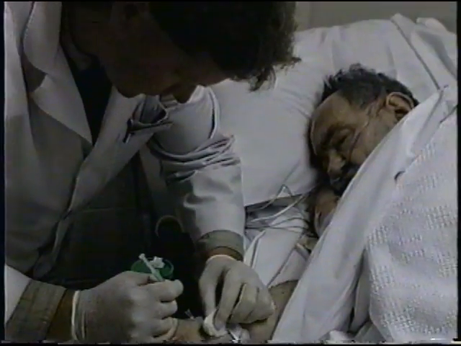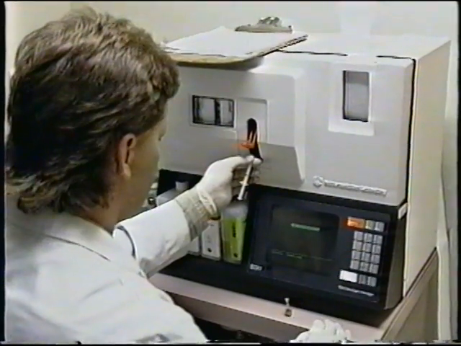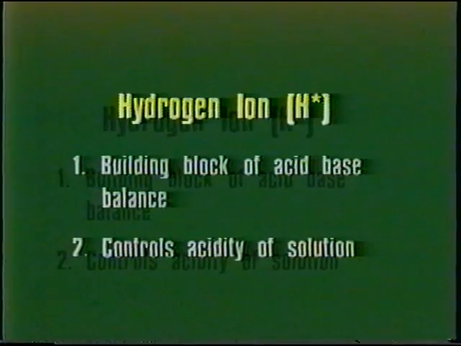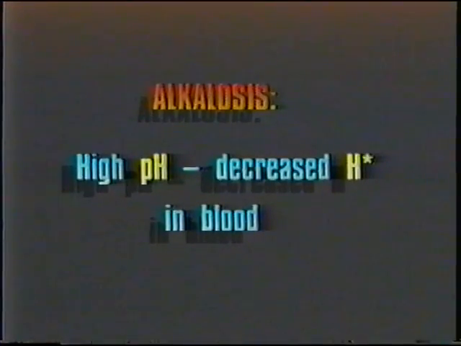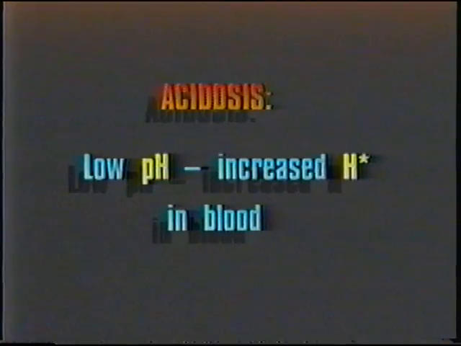To be able to interpret blood gases, you must first have a basic understanding of acid-base balance. The hydrogen ion is the building block of the body's acid-base balance. The hydrogen ion controls the acidity of the solution. The pH is the measurement of the concentration of the hydrogen ion in extracellular fluid, in this case, the blood. Because it is a negative logarithm, pH increases or becomes more alkalotic as the hydrogen ion concentration in the blood decreases. Conversely, pH decreases or becomes more acidic as the hydrogen ion concentration increases.